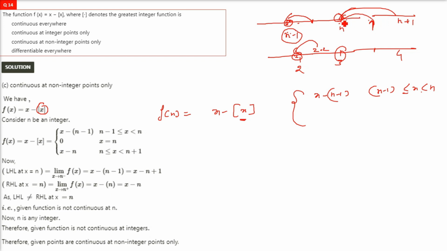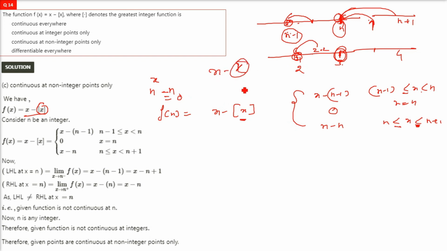If you are between 2 and 3, you will get 2. If you are between 3 and 4, you will get 3. So if x is between n and n plus 1, you are going to get the GIF function as n. So x minus n, sorry. Now when you are exactly at an integer, x and the GIF function will be the same. X is also n. The greatest integer function will also give you n. N minus n is 0. Right? So you will get a 0 here. Now, all these are clear.